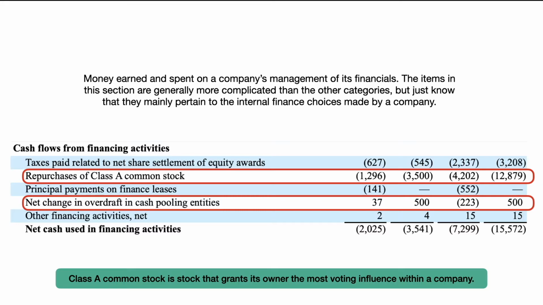So we can see in Facebook's case, they spent a considerable sum of money repurchasing Class A common stock. Class A stock is typically stock with the highest voting power within a company. So if you're a shareholder interested in influencing company decisions, you get the most votes per share with Class A stock. So that's all about the financing activities section.